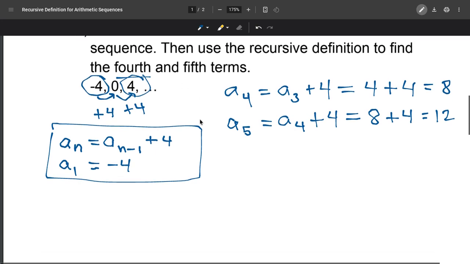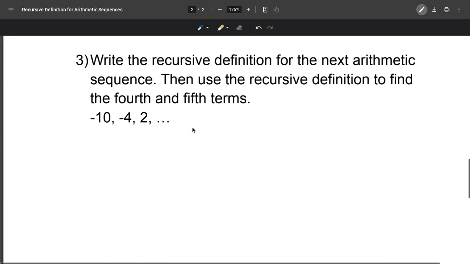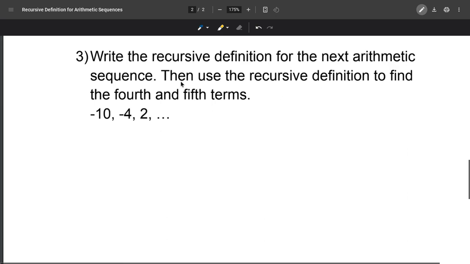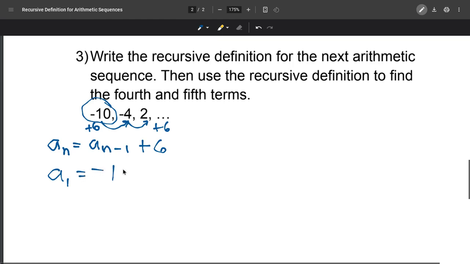Let's go for the third one. Write the recursive definition for the next arithmetic sequence, then use the recursive definition to find the fourth and fifth term. So a sub n equals a sub n minus 1. Okay, we got to see what our common difference is here. So 10 to negative 4, we're adding 6. Okay, negative 4 to 2, we're adding 6 again. So we're going to have plus 6 here. And we want to indicate the first term, a sub 1, that equals negative 10.